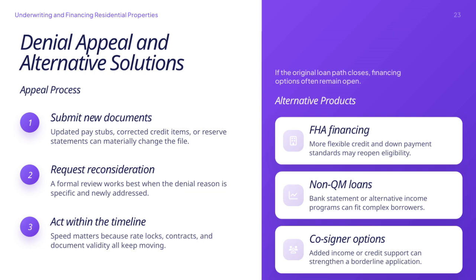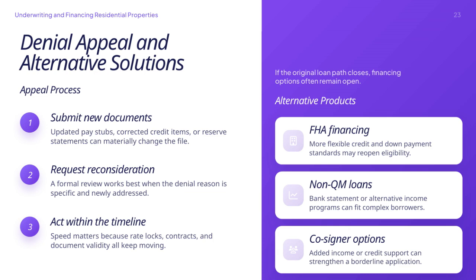Now, let's talk about alternative products that might help. FHA financing offers more flexible standards when it comes to credit and down payments, which could reopen eligibility. Non-QM loans are another option, using bank statements or alternative income documentation to suit borrowers with more complex financial situations.